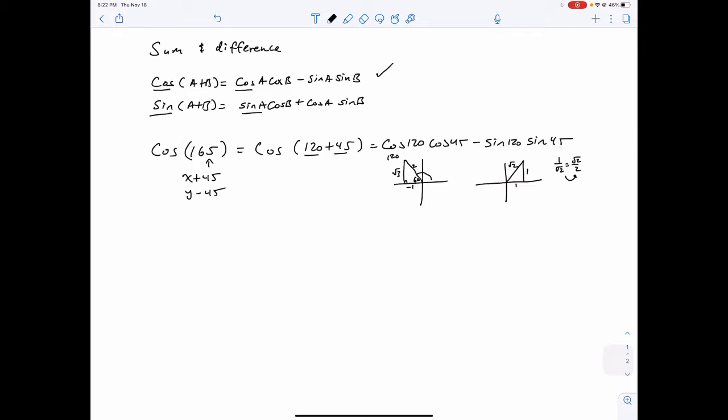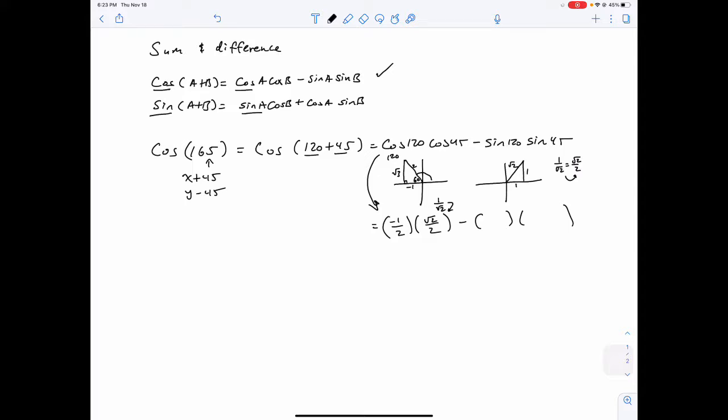Okay, so now that we have these two triangles drawn, let's fill out the cosine of 120, the cosine of 45, the sine of 120, and the sine of 45. So the cosine of 120, I drew the triangle here already. The cosine is going to be adjacent over hypotenuse, so negative 1 over 2. The cosine of 45, looking on the right, adjacent is 1, hypotenuse square root of 2. We're going to rewrite that as square root of 2 over 2. This is going to save us a lot of time later.